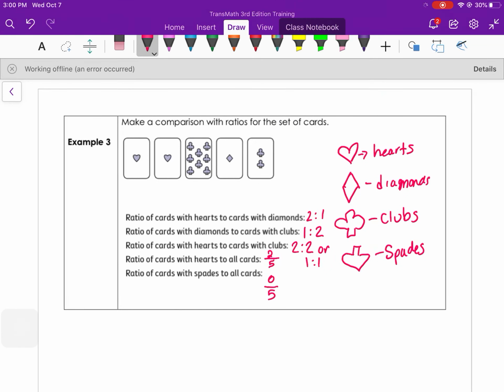That's it for ratios. So just a quick introductory lesson to ratios. We will practice and talk more about these in class.